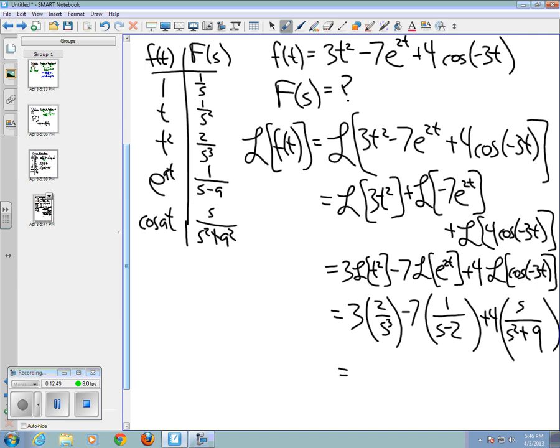So 3 times 2 is 6. We've got 6 over s cubed minus 7 over s minus 2 plus 4s over s squared plus 9.